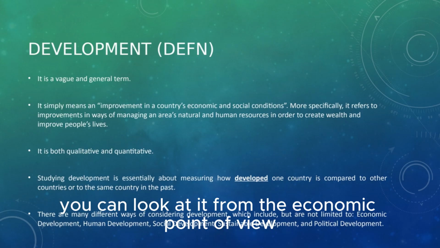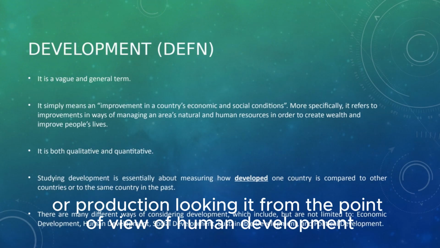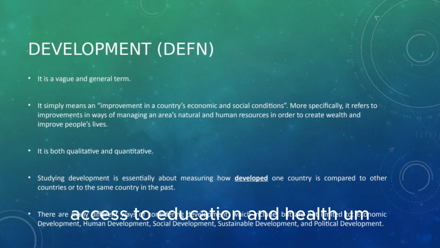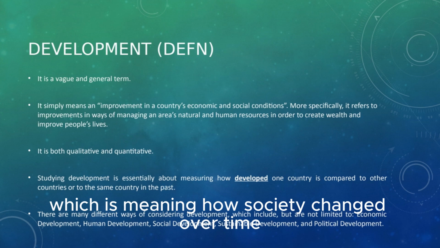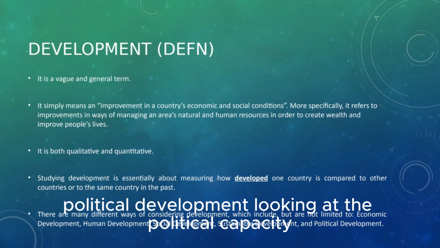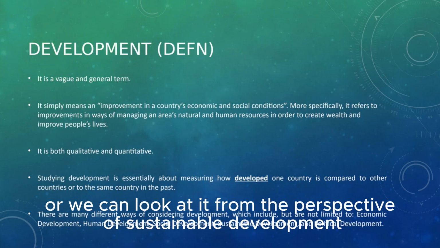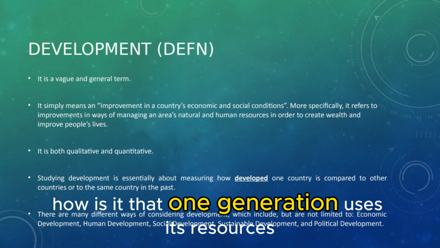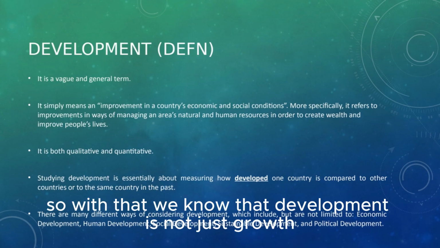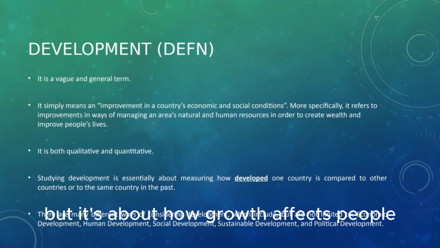So because of this, we know that there are different ways in which we can look at development. You can look at it from the economic point of view, which is basically the quantitative discussion we had before: growth, income, or production. Looking at it from the point of view of human development, which is basically looking at living standards, access to education, and health. We can look at it from social development, meaning how a society changed over time. Political development, looking at the political capacity and the political organizations used to govern that country. Or we can look at it from the perspective of sustainable development: how one generation uses its resources, and how this would affect future generations? So with that, we know that development is not just growth, but it's about how growth affects people.